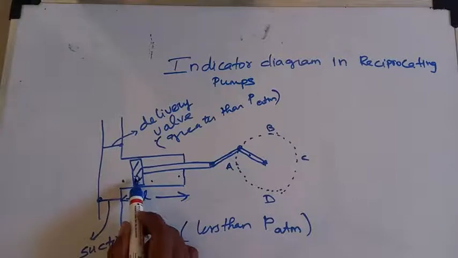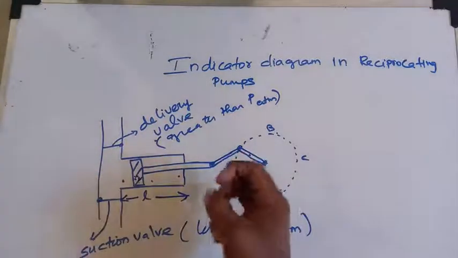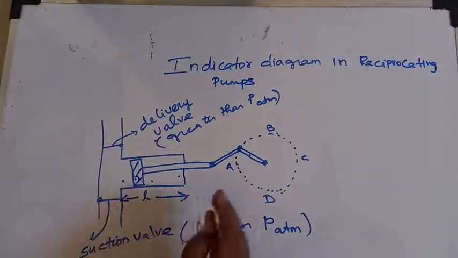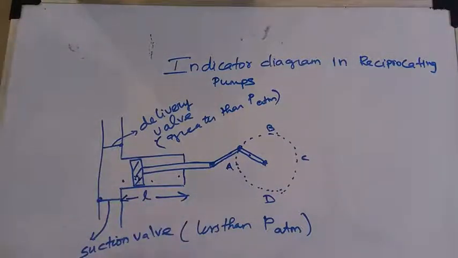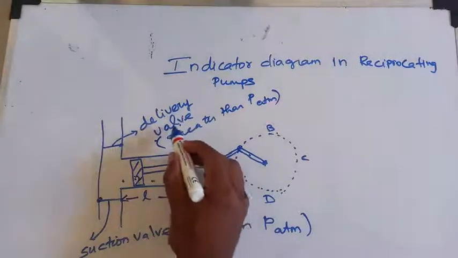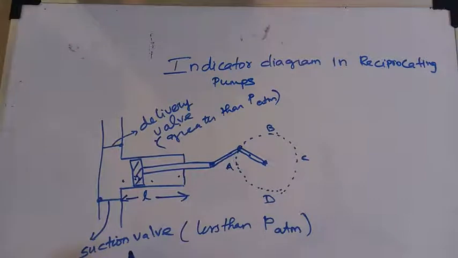Because during this movement, if it goes backward, it sucks water. If it moves forward, it pushes the water. So that extra acceleration causes extra pressure variation in both the delivery valve and the suction valve. We represent the suction and delivery pressure variation with respect to the stroke length. That diagram is called the indicator diagram.